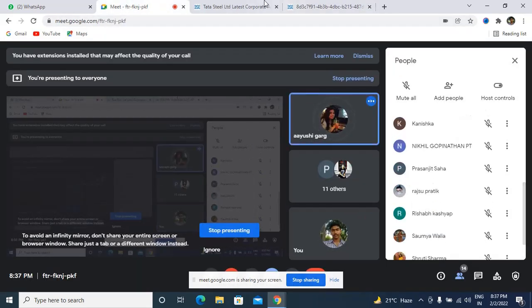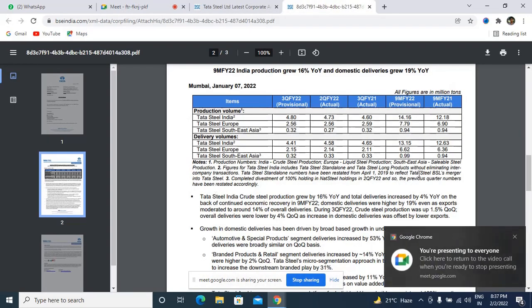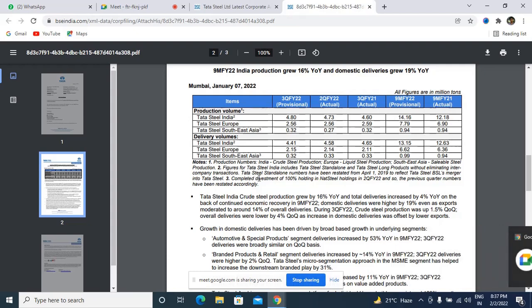Sir, yes, sir. Yeah, so can you just tell us what it is? It is really important, right? Let me show you. Tata Steel standalone numbers have been restated from April 1, 2019 to reflect Tata Steel BSL's merger into Tata Steel. I explained this thing to most of the people who were present there in the last meeting. Now this is your time. You can explain it.